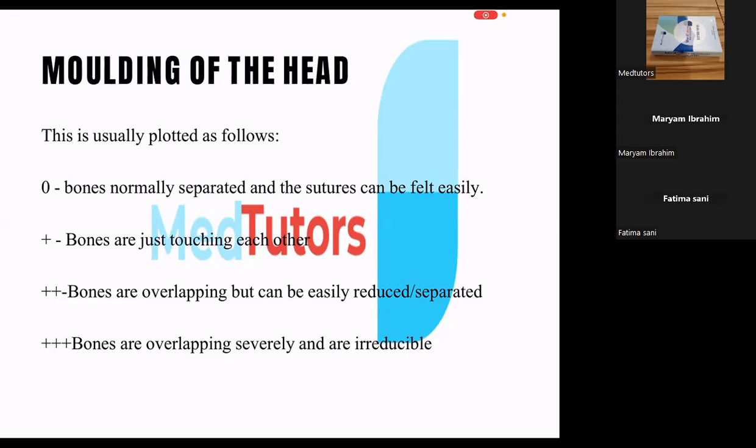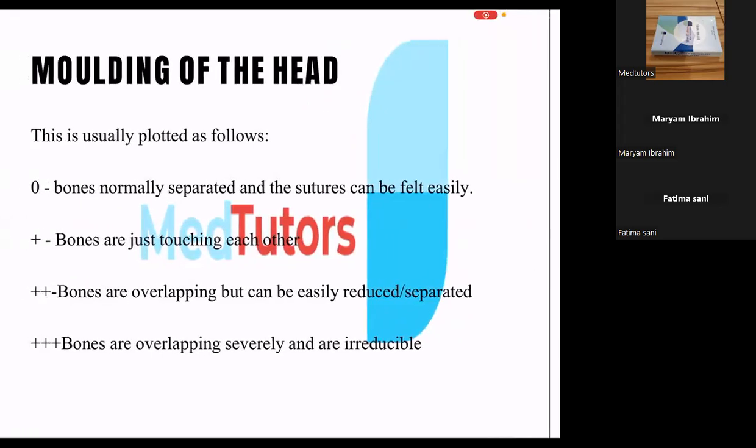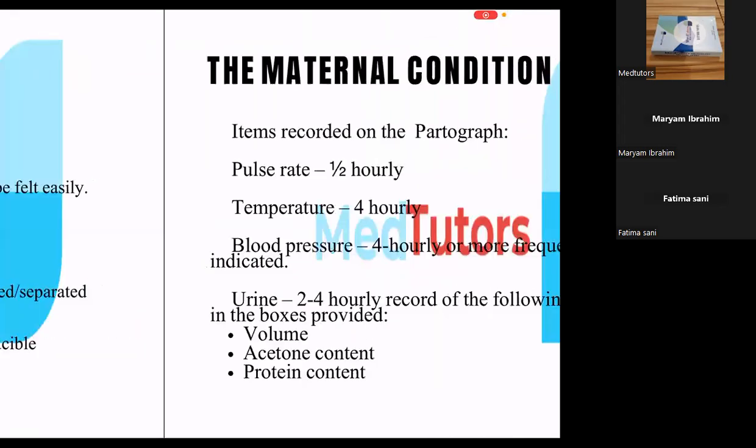Even if you put your finger, you cannot reduce those bones. They have completely overlapped. So based on your finding of vaginal examination, you denote whether it is 0 or 1+, 2+, or 3+. So that is about molding. And then now the maternal condition. Of course, you will not forget the mother as you are assessing the baby.